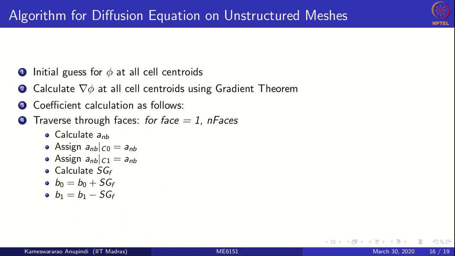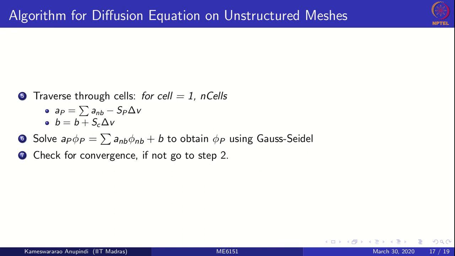What do we do next? Next is to look at cells, right? So we go to each and every cell. Traverse through the cells. For cell, my index here is some kind of I or J, 1, 2, 3 and so on. So go from the first cell, second cell, third cell, and all the way to n cells that you have. And here is where we calculate the central coefficient, that is AP. AP equals sigma A and B, which were already populated in the visit to the cells through the faces, minus SP times delta V, right?